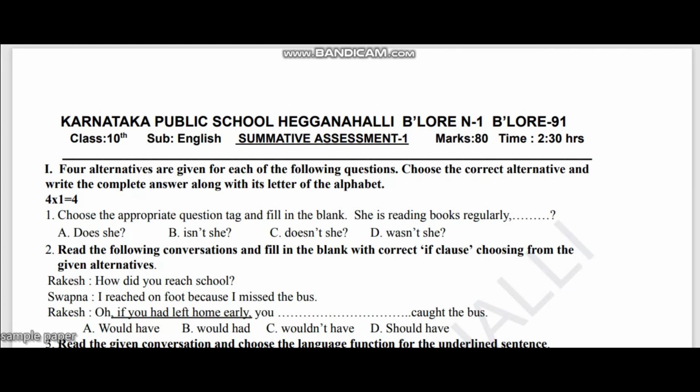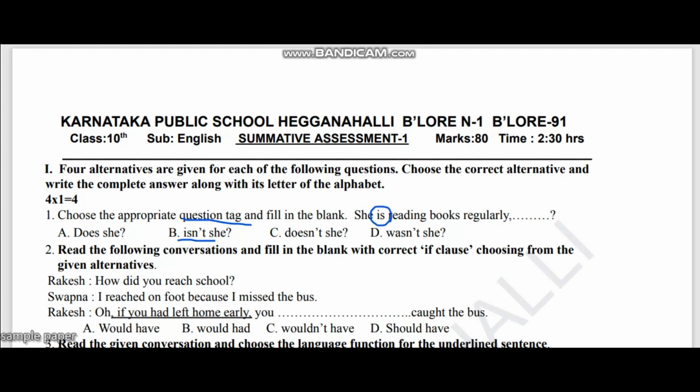Roman number 1 are MCQs. Number 1, choose the appropriate question tag and fill in the blank. She is reading books regularly. The right option here is isn't she, because is the auxiliary verb in this sentence.